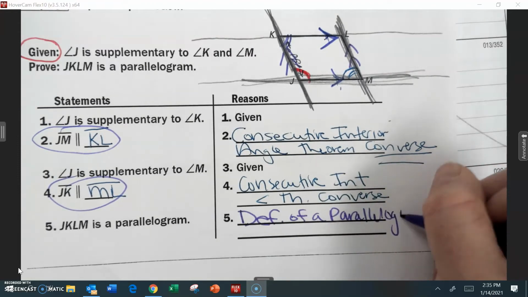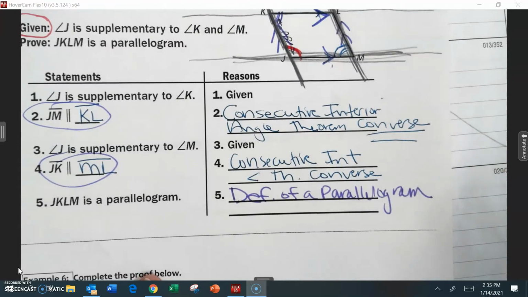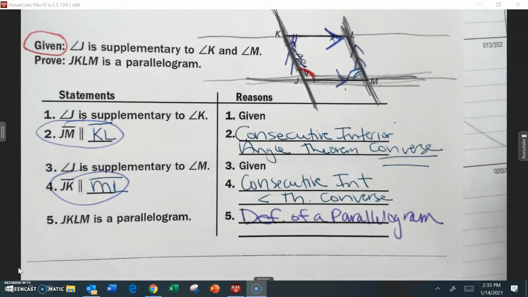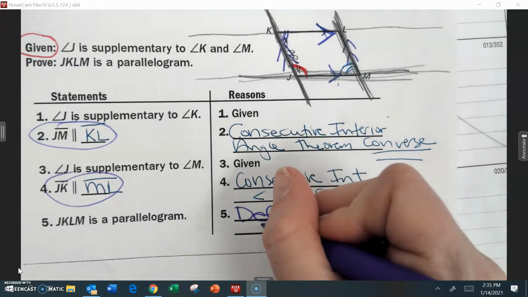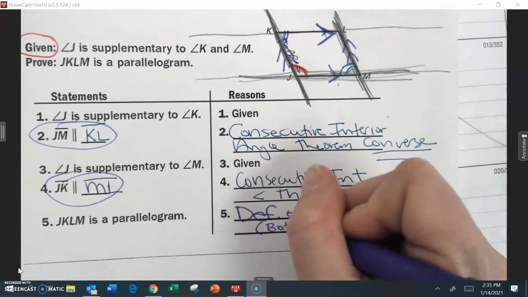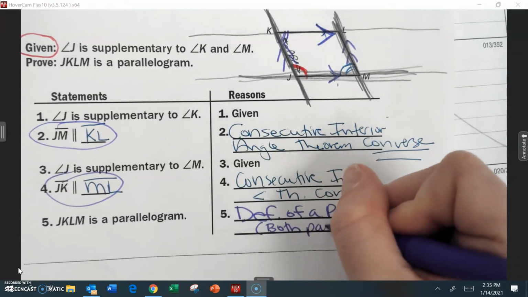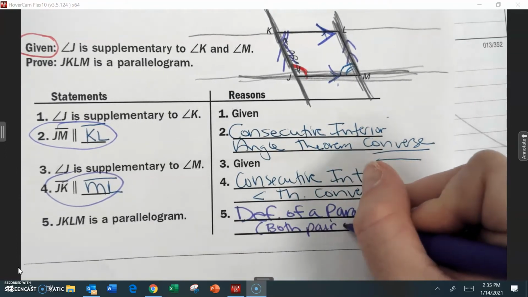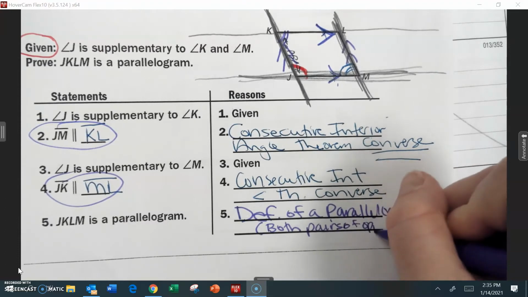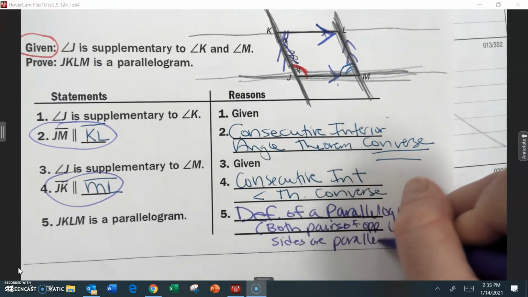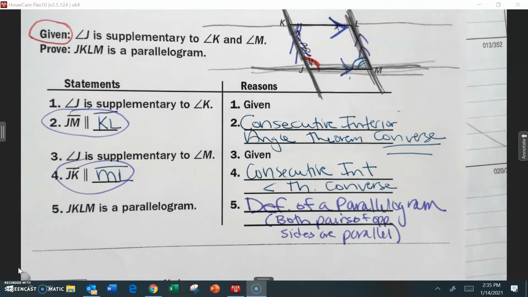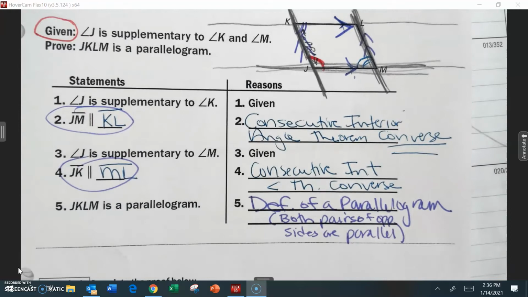And the definition of a parallelogram is that it's a four-sided figure where both pairs of opposite sides are parallel. So if you want to write that down as your answer, that's fine. I'm going to write both. But remember, the definition is that both pairs of opposite sides are parallel. Okay? Now you are going to be doing proofs in your assignment that goes along with this, so we're going to do one more together.